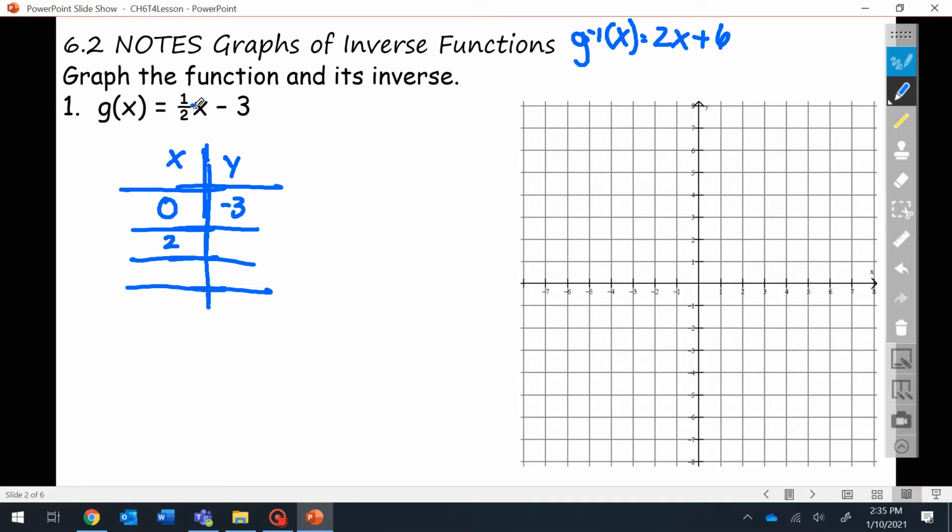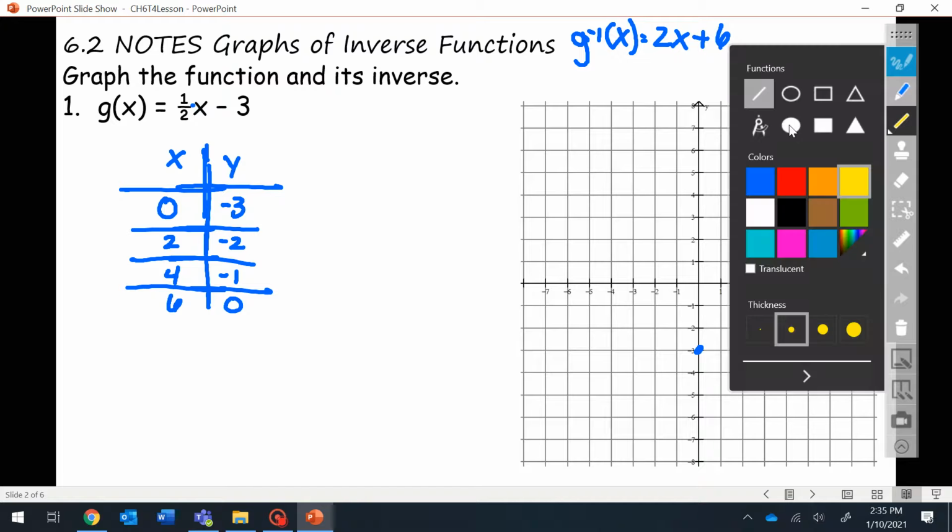1/2 times 2 is 1, minus 3 is negative 2. Next I'm going to pick 4. 1/2 times 4 is 2. 2 minus 3 is negative 1. And then I'll pick one more, 6. Half of 6 is 3. 3 minus 3 is 0. So I'm going to graph my function here. So 0, negative 3, 2, negative 2, 4, negative 1, and 6, 0.